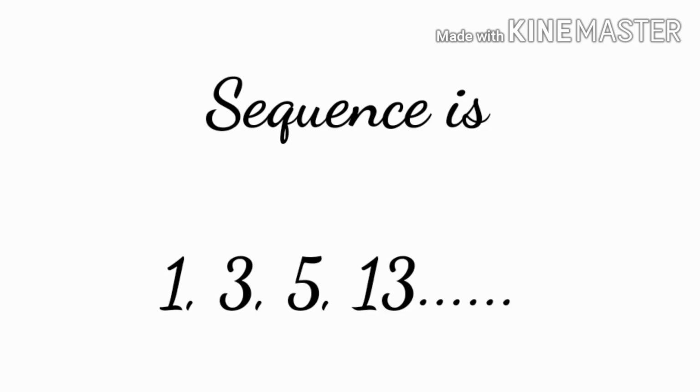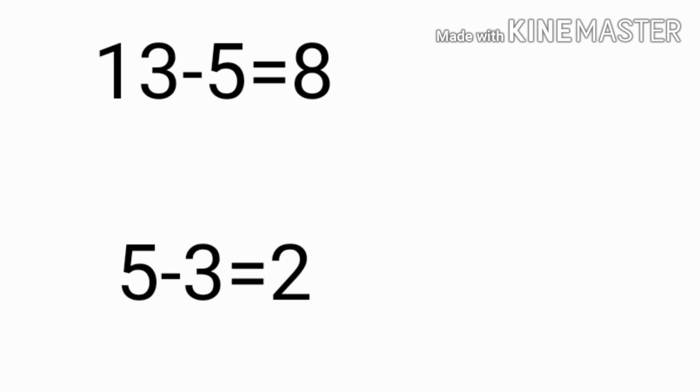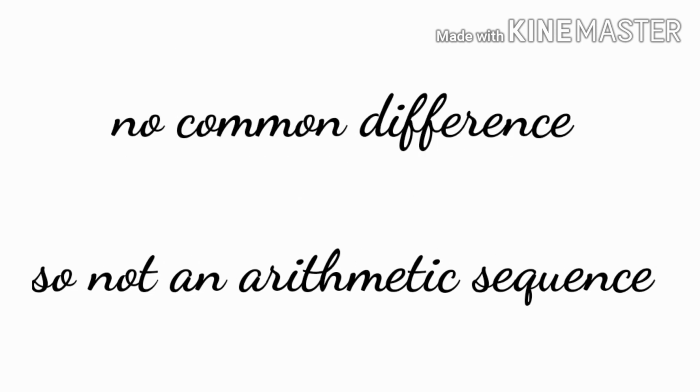Now let's write the sequence. So here sequence is 1, 3, 5, 13, etc. Now we have to check this is an arithmetic or not. For that, let's find the difference. So here 13 minus 5 equal to 8 and next 5 minus 3 equal to 2. We can see that there is no common difference. So no common difference means it is not an arithmetic sequence. Okay. Thank you.